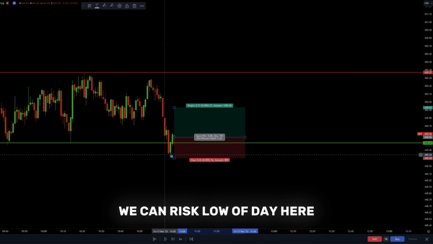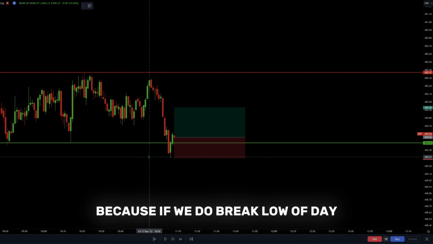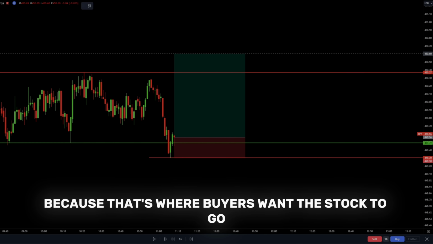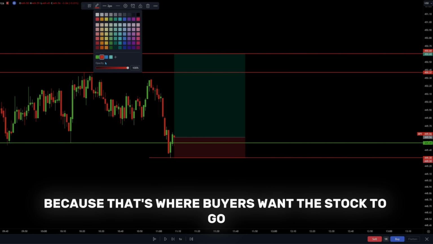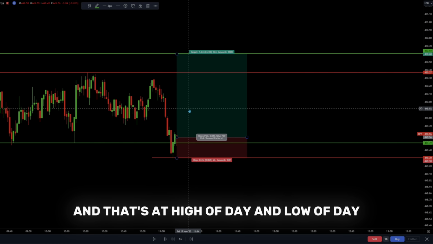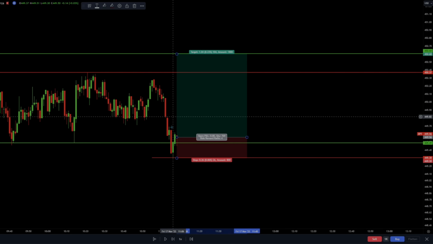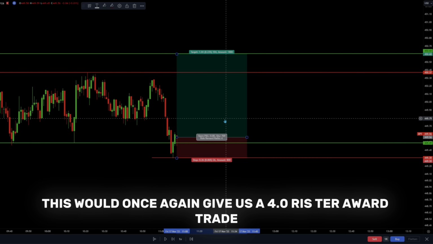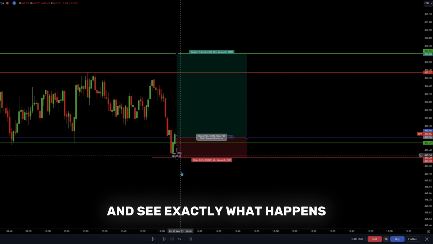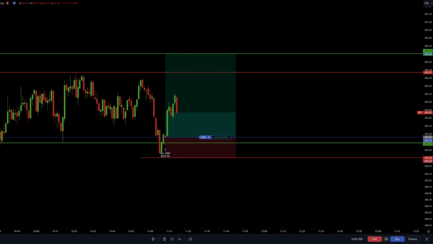We can risk low of day here because if we do break low of day, that means sellers have won this trade, and we can target high of day because that's where buyers want the stock to go. You have to understand where the most liquidity is sitting, and that's at high of day and low of day after this fakeout. This would once again give us a 4.0 risk to reward trade. Let's enter into the trade here and see exactly what happens.